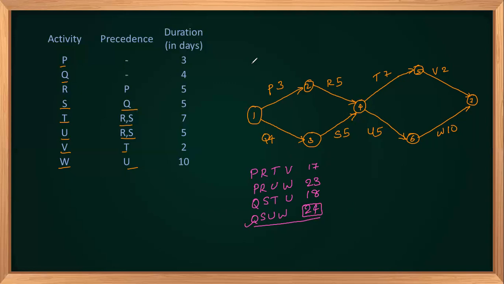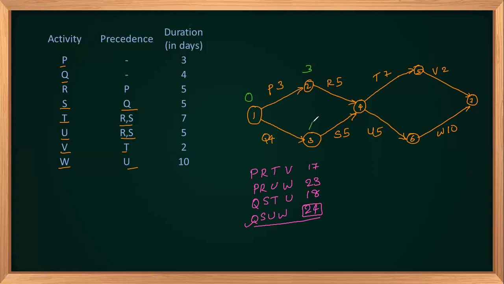And also, since we have a cross check, we can find out the earliest and the latest time for individual activity. And we can see whether all the slacks and floats are zero. So let's find out for individual activity. So the starting of this can be zero. So early start time for one is zero. So for two, it will be 0 plus 3, 3.